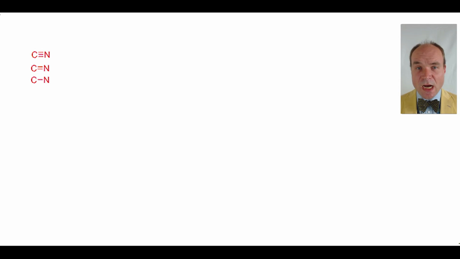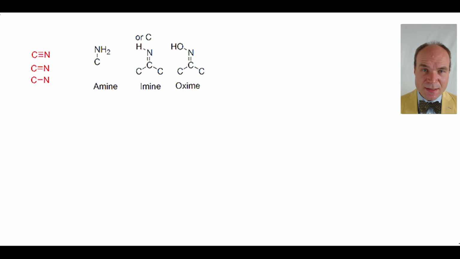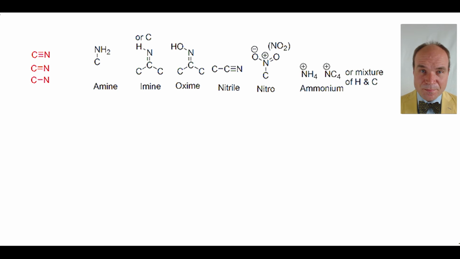Let's think now about carbon bonded to nitrogen. We can do this with a single bond, a double bond, and even a triple bond. Now, these themes can be used to create a variety of functional groups that include amine, imine, oxime, nitrile, nitro, and ammonium. From carbon and nitrogen, let's think now about carbon bonded to sulfur.